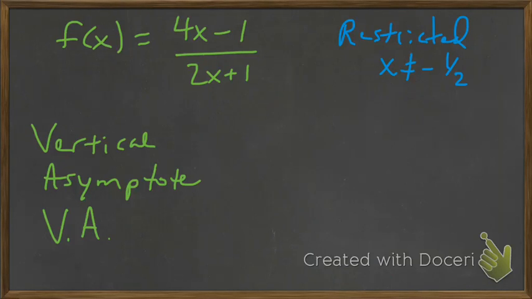If x can't be negative 1/2, then that is going to be the vertical asymptote. The boundary. The place where your graph can't go. It gets really close to x equals negative 1/2, but no touching.